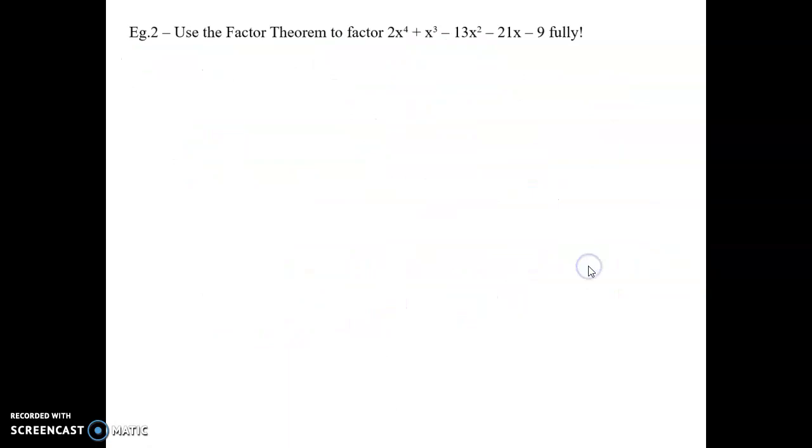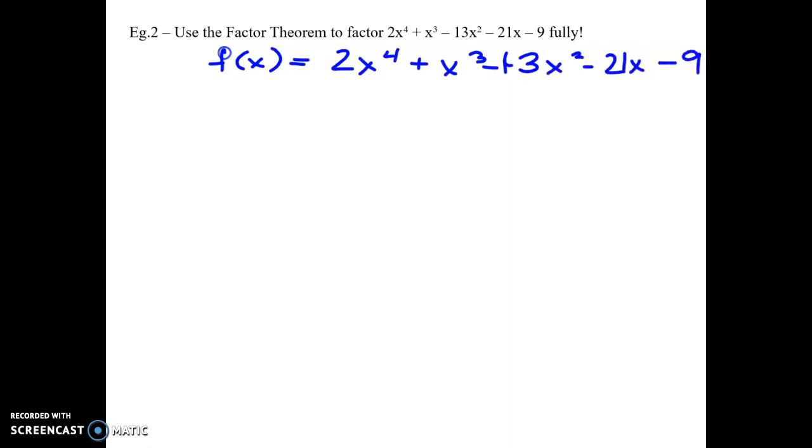factored it. All right, here again, we're going to use the factor theorem to factor fully. Step 1, let's write out our equation. So 2x to the power 4, x cubed minus 13x squared minus 21x minus 9. So this one is a power of 4. How many possible factors could we have? 4, right, we could have 4 possible factors. So that was step 1.